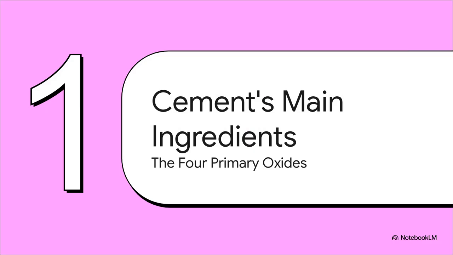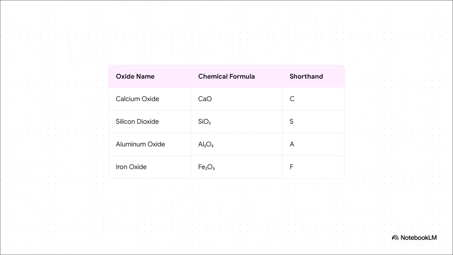Okay, so let's start with the basics. Like any great recipe, cement starts with just a few key ingredients. In this case, there are 4 main oxides that make up pretty much everything that goes into that fiery kiln. Now, to keep from writing out these long, clunky chemical formulas all the time, cement chemists came up with a really simple shorthand. So, calcium oxide is just C, silicon dioxide becomes S, aluminum oxide is A, and iron oxide is F. Think of it like an insider's code that makes talking about these super complex reactions way, way easier.